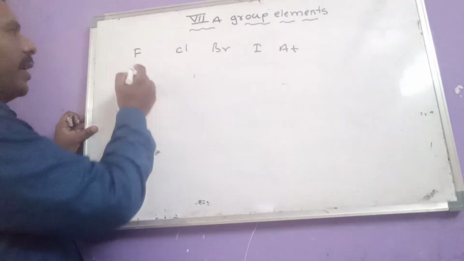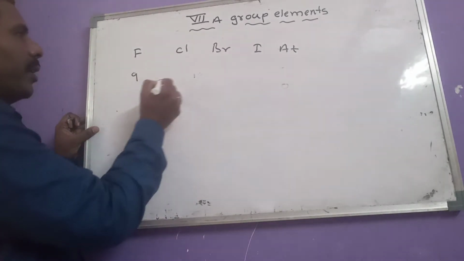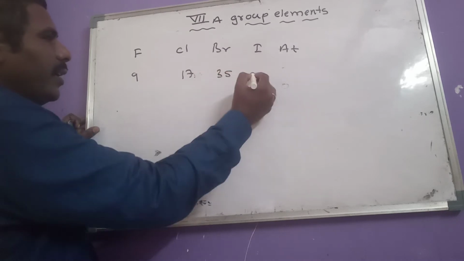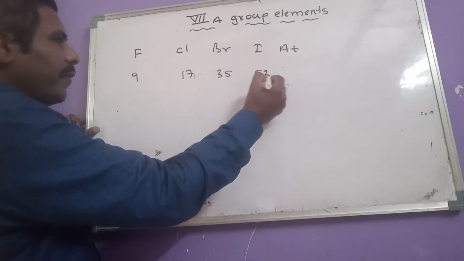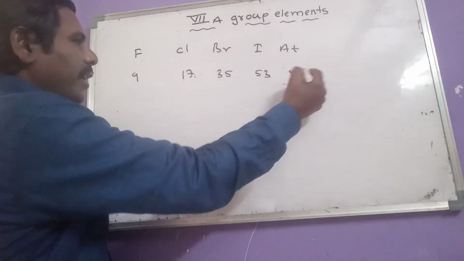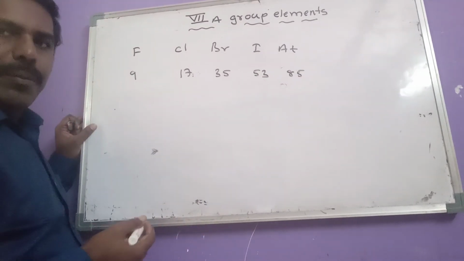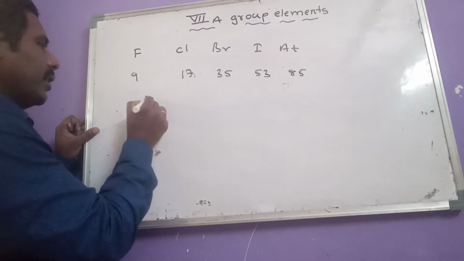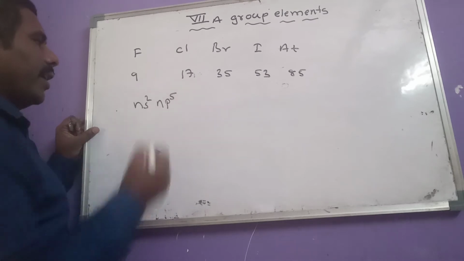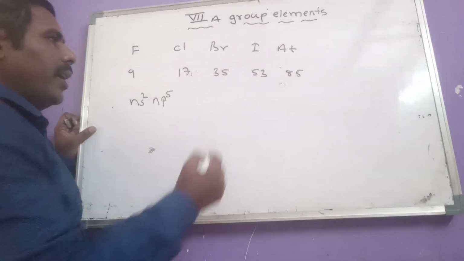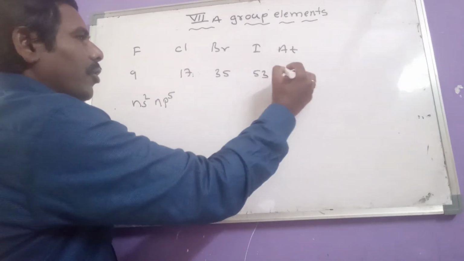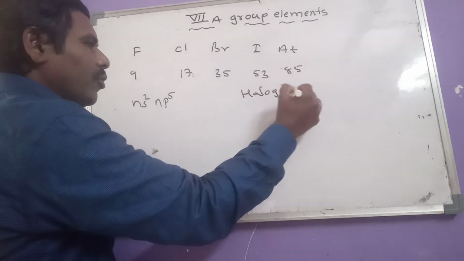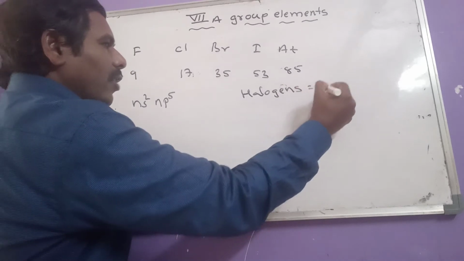And what are the atomic numbers? Fluorine atomic number 9, chlorine 17, bromine 35, iodine, just reverse it, 53, and astatine 85. These are the atomic numbers of 7A group elements. And the general electronic configuration is ns2 np5. And all these are known as halogens. 7A group elements are called halogens.